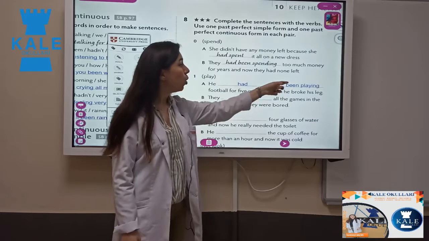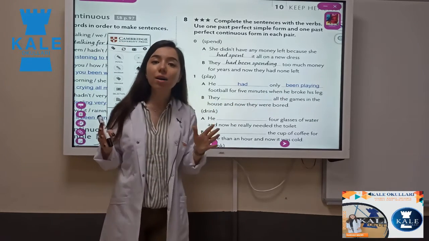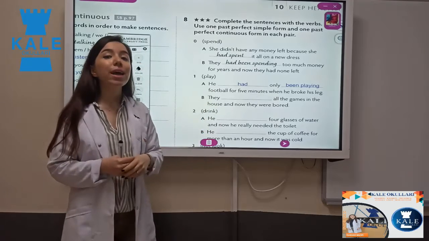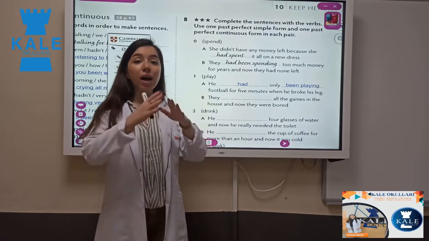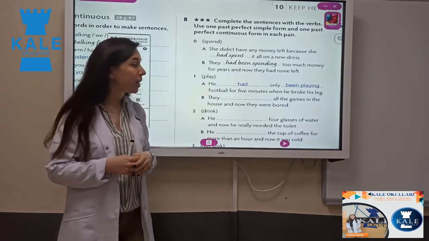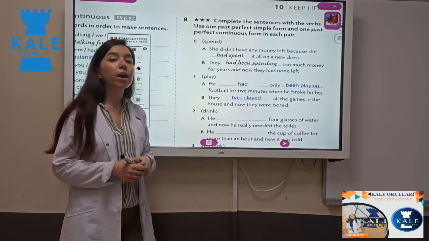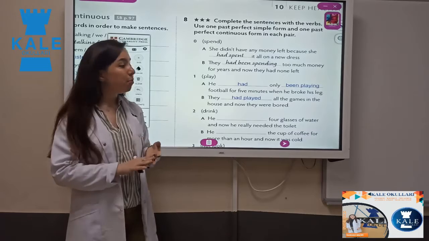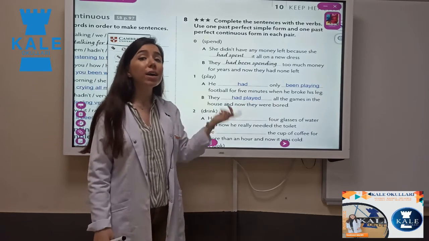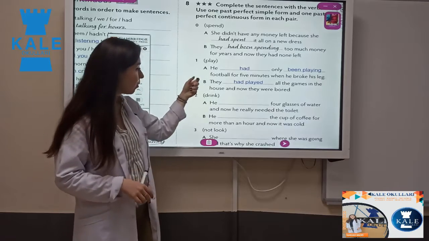He had only been playing football for 5 minutes when he broke it. How long had he been playing? He had been playing for 5 minutes. So because we have how long for it, we use past perfect continuous. They had played all the games in the house and now they were bored. So there is no specific time, yes? Before they were bored. Why were they bored here? Because they had played all the games and it's finished.